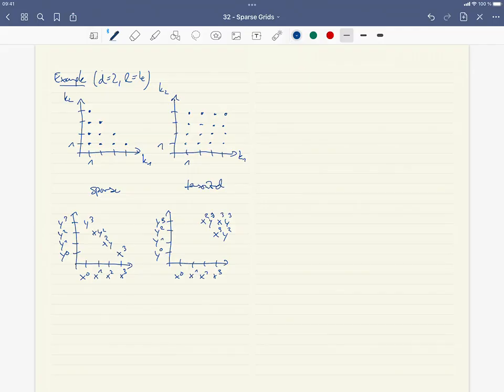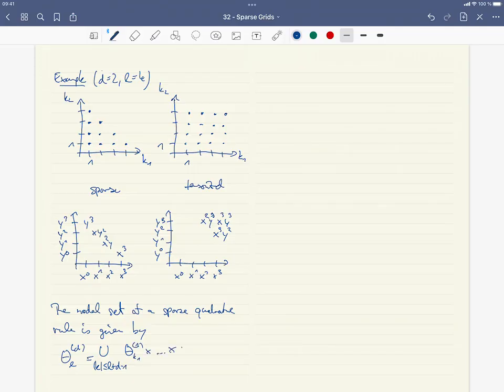Well, so let me make a note and then let's look at another example. So the nodal set of a sparse quadrature rule is given by this. Well, we translate the sum into a union. So it's the union over L plus D minus 1 of theta K1 1 cross theta KD 1.